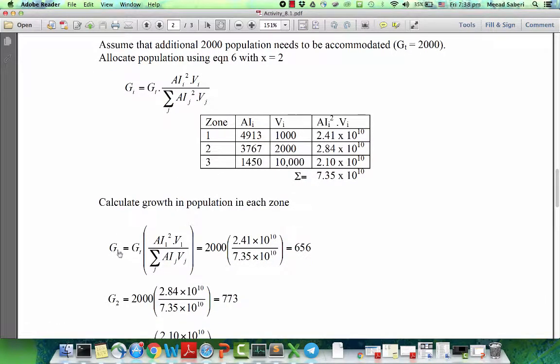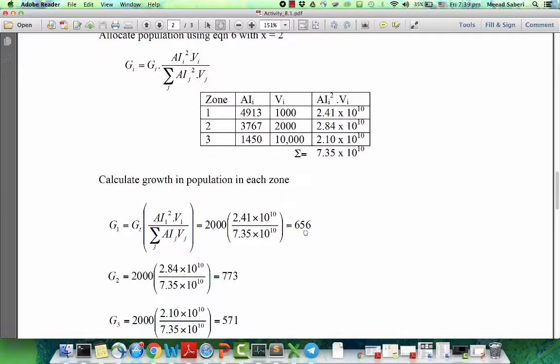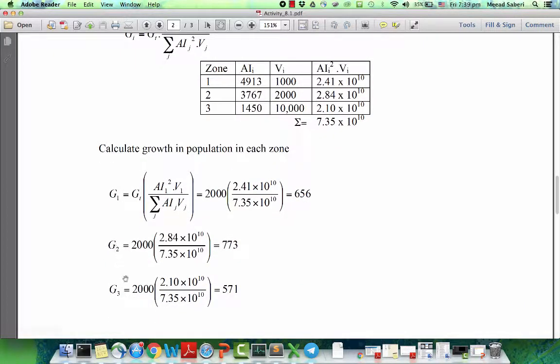So G1 would be equal to G_T, which is the total population growth of the entire city, 2,000, multiplied by the ratio of 2.41 over the summation 7.35, which gives you 656. If you calculate the same thing for G2 and G3, you end up with numbers 773 and 571. So this is the new population growth distribution in the city.